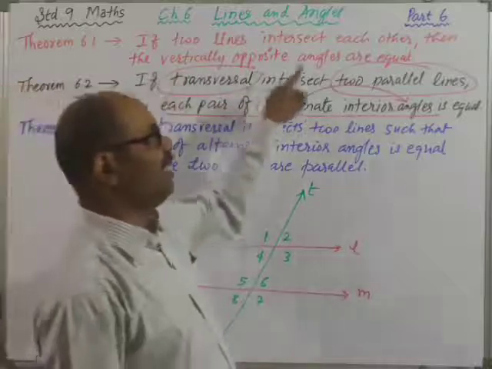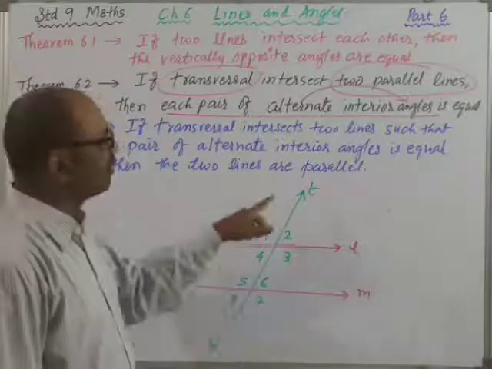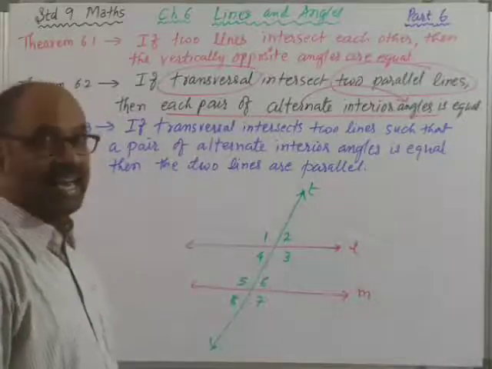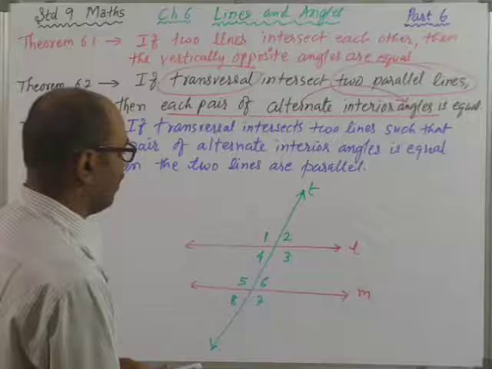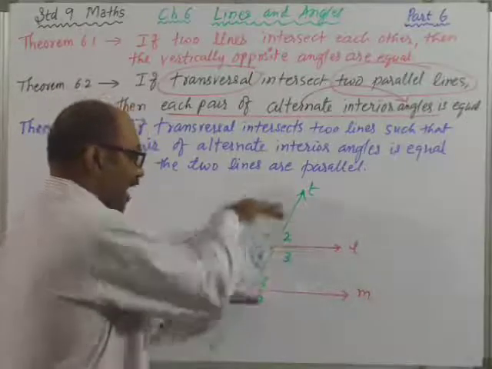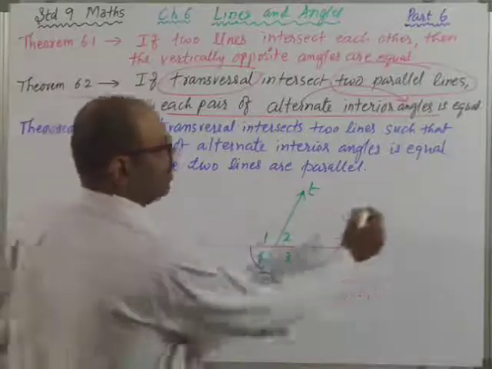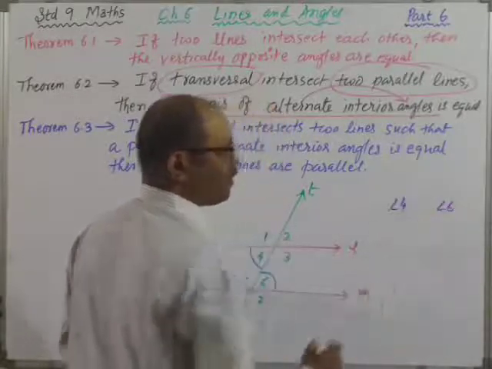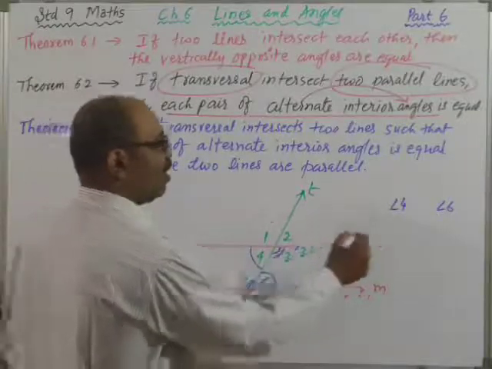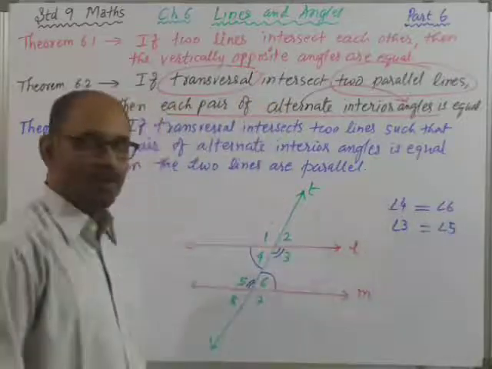If a transversal intersects 2 parallel lines, which are the 2 parallel lines? L and M, and the transversal is T. Alright. Then each pair of alternate interior angles is equal. Yes, children. Alternate interior: this is an interior angle, inside the 2 lines, and on the alternate side of the transversal. So angle 4 and angle 6, that is one pair. Similarly, angle 3 and angle 5. They are equal. That is what we have to prove.